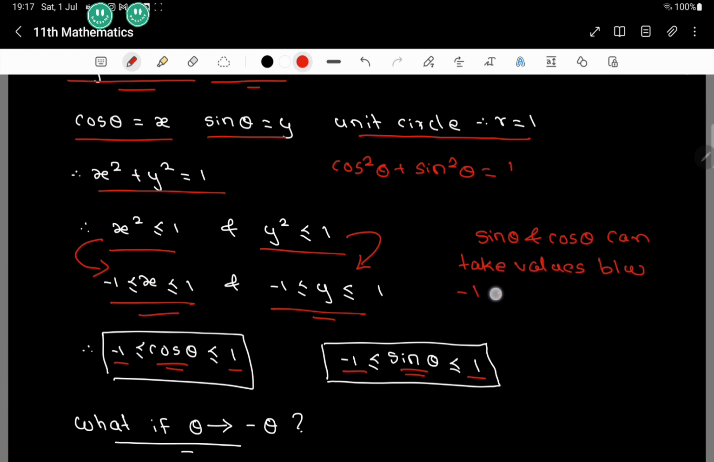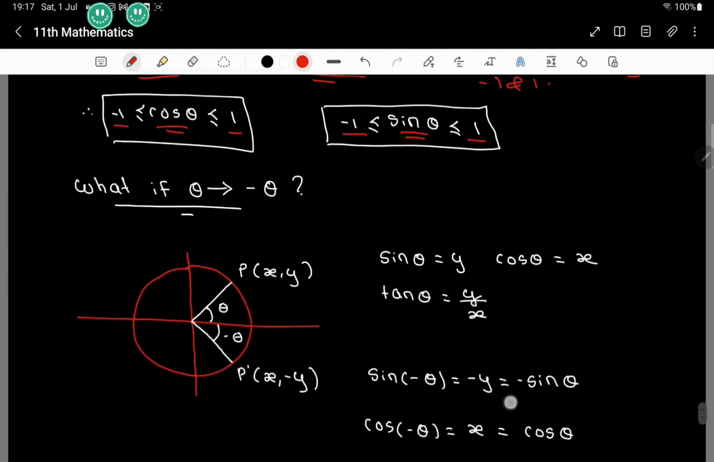So sin theta and cos theta can take values between minus 1 and 1, including minus 1 and 1. Okay, good.